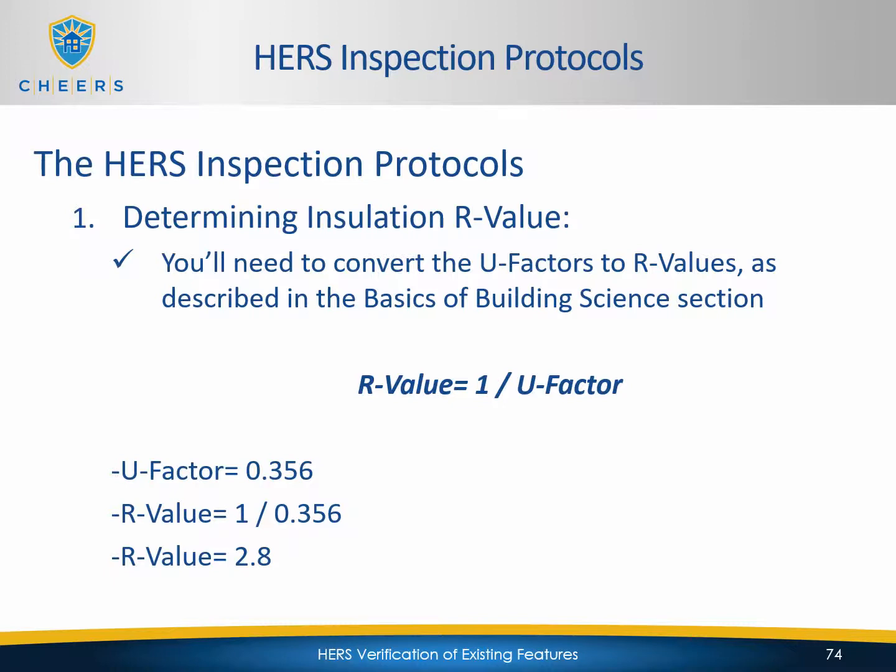So if the U factor is 0.356, to find the R value, you're going to divide 1 by 0.356. That's going to give you an R value of 2.8.